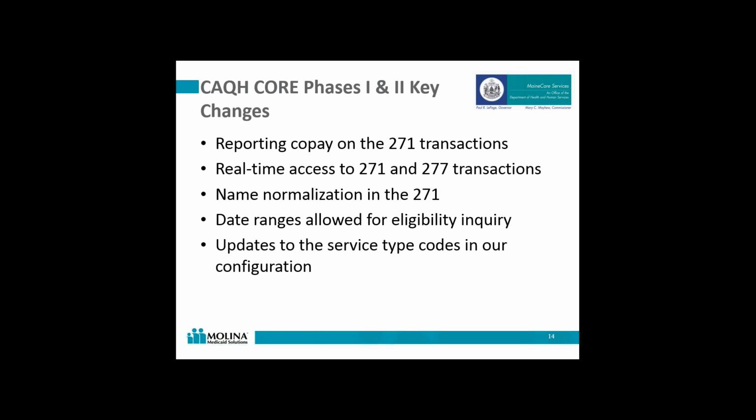We wanted to bring to the group today some of the key changes that had to be made to the system that's implemented for processing MaineCare claims because of the CAQH CORE Phase 1 and 2 regulations. As referred to earlier, one of our key changes was to reporting co-payment patient responsibility on the 271 transactions. That was a big one for us. Also allowing real-time access to 271 and 277 transactions. The name normalization that's required by Phase 1 on the 271. Date ranges that are allowed for eligibility inquiry on the 270. And we found that we had to do many, many updates to the service type codes in the current configuration of our benefits within our system. Next slide.